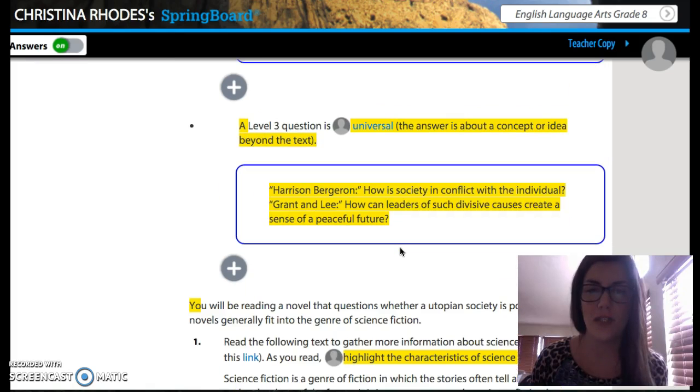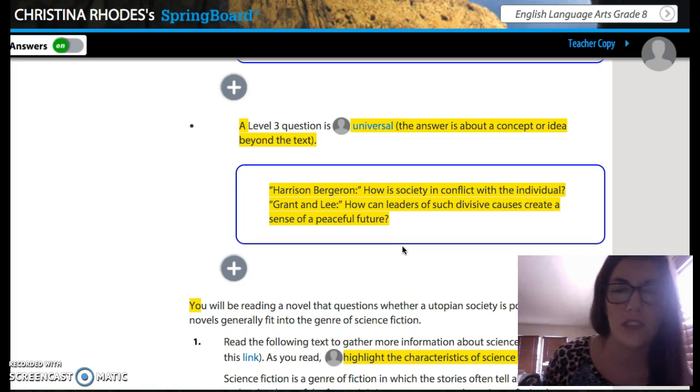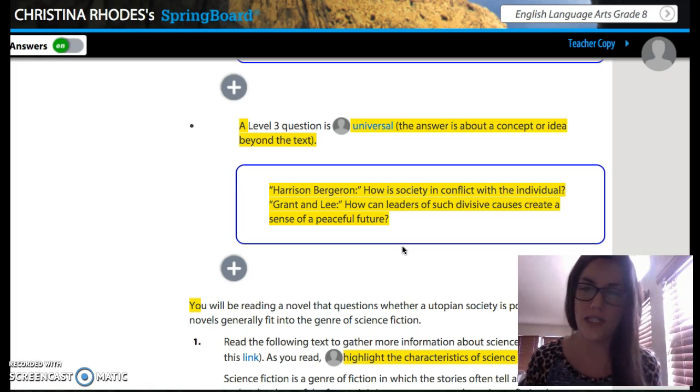Okay, level 3 question, a universal question. How is society in conflict with the individual? For the Harrison Bergen article. And then Grant and Lee, how can leaders of such divisive causes create a sense of a peaceful future? So now you're applying it to the real world. Please write these down as examples. You are going to have to do this for The Giver. You're going to have to come up with a level 1 question, a level 2 question, and a level 3 question.